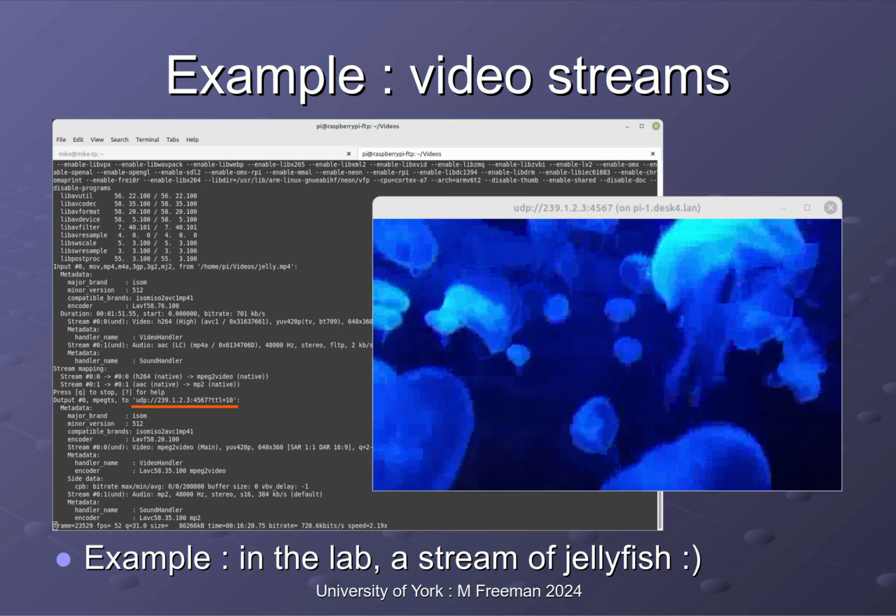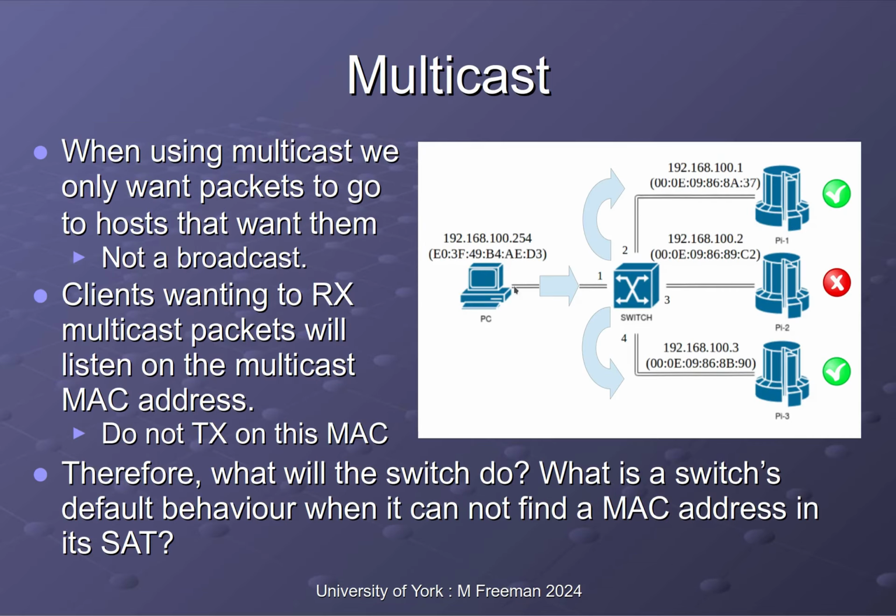But as you may have spotted already, we have some issues. So consider this scenario. We have the PC and it is perhaps streaming that video, and it goes to a switch. And we have our Raspberry Pis, and Pi 1 and Pi 3 want to watch this video stream, but Pi 2 doesn't. So how do we stop data going to Pi 2? Because the whole point of a multicast packet is that it's not a broadcast. You're not wasting Pi 2's time by sending it data packets that it doesn't want.